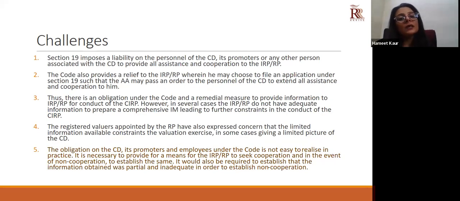Section 19 imposes a liability on the personnel of the CD, its promoters, or any other person associated with the CD to provide all assistance and cooperation to the IRP or RP. The code also provides a relief to the IRP or RP, wherein he may choose to file an application under Section 19, such that the AA may pass an order to the personnel to extend all assistance and cooperation to him. Such directions are given, but generally they do not work much. Thus, there is an obligation under the code and a remedial measure to provide information to the IRP or the RP for conduct of the CRP.